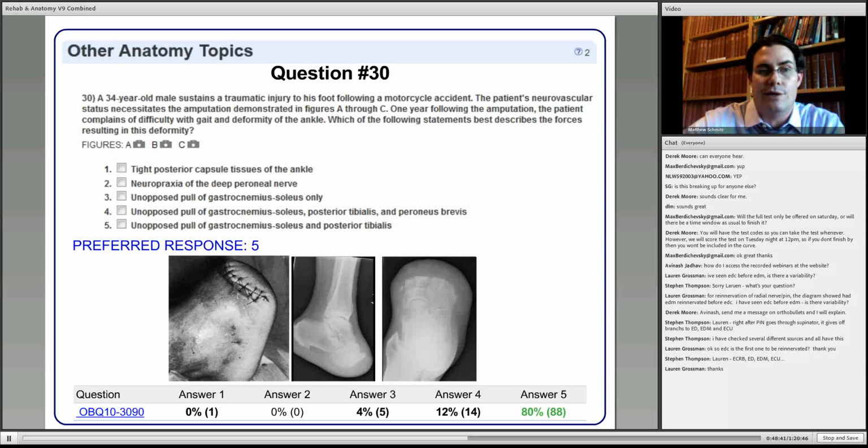And so what they're asking for in the question here is, you can see on that middle radiograph that they have an equinus contracture. You can get an idea based on that semi-oblique on the far right that they have some hindfoot varus as well. So the answer is unopposed pull of your gastroc soleus and your posterior tib.